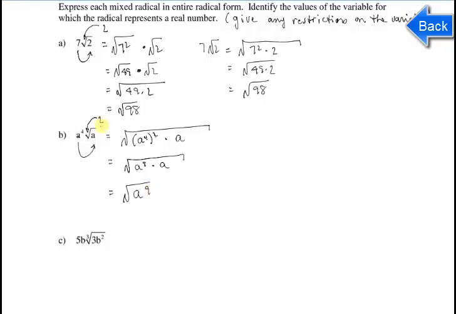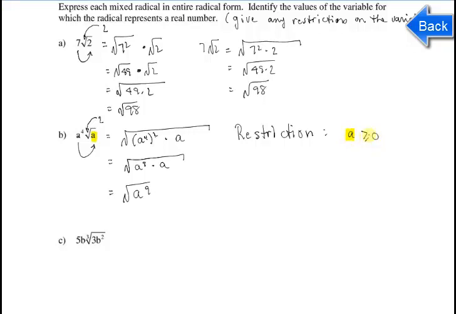Now, because we have an even numbered exponent, and we're dealing with a variable which is inside the radical sign, we have to worry about a restriction. And our restriction tells us that whatever the argument is, which in this case is a, it has to be greater than or equal to 0. And so our restriction is that our argument a must be greater than or equal to 0.